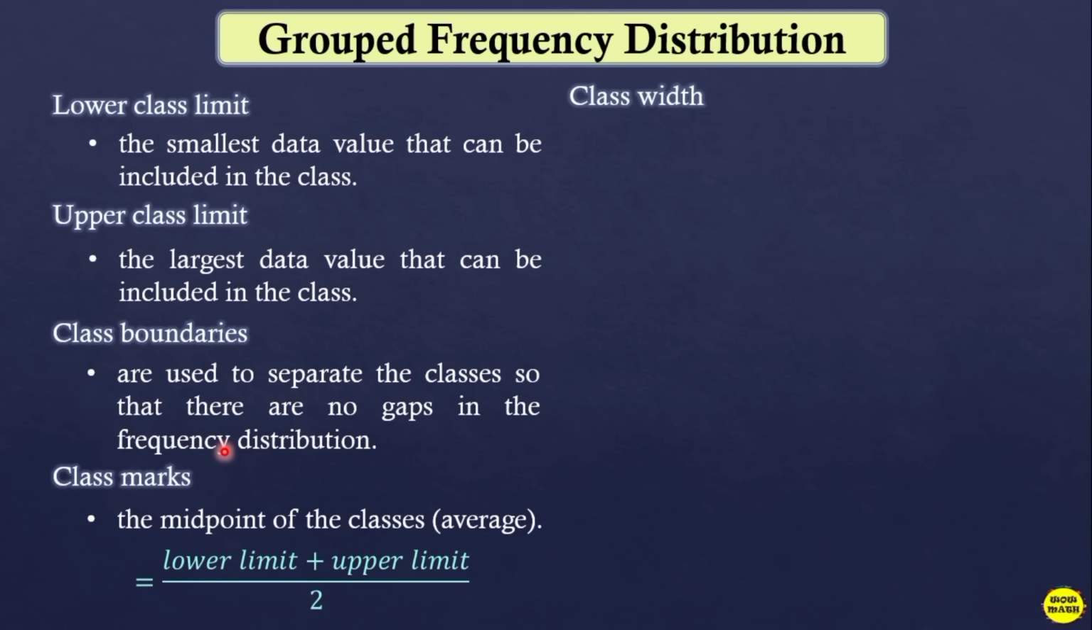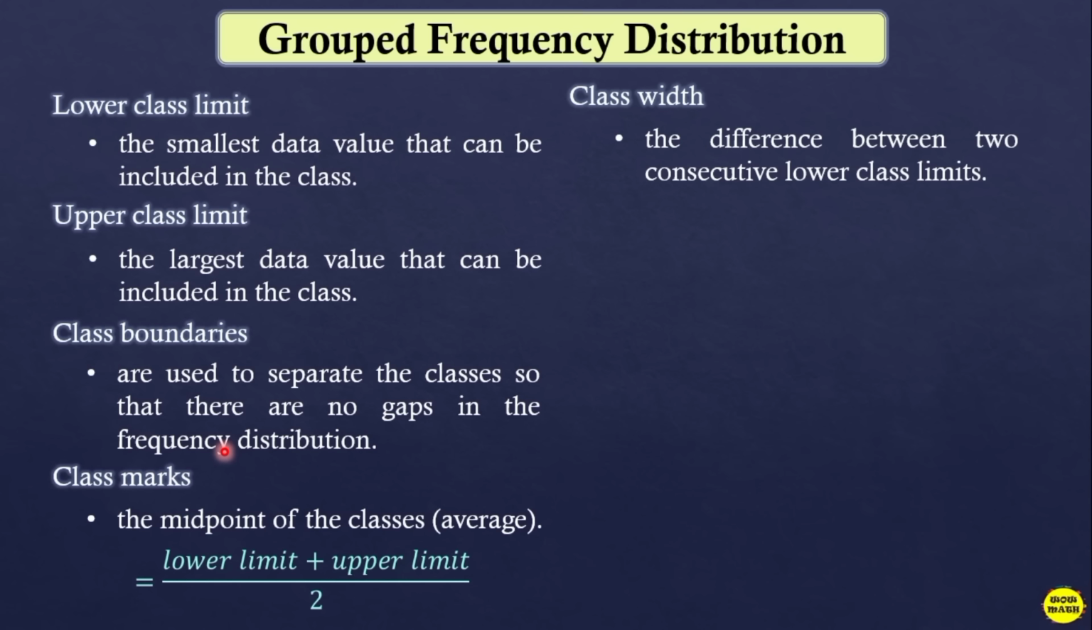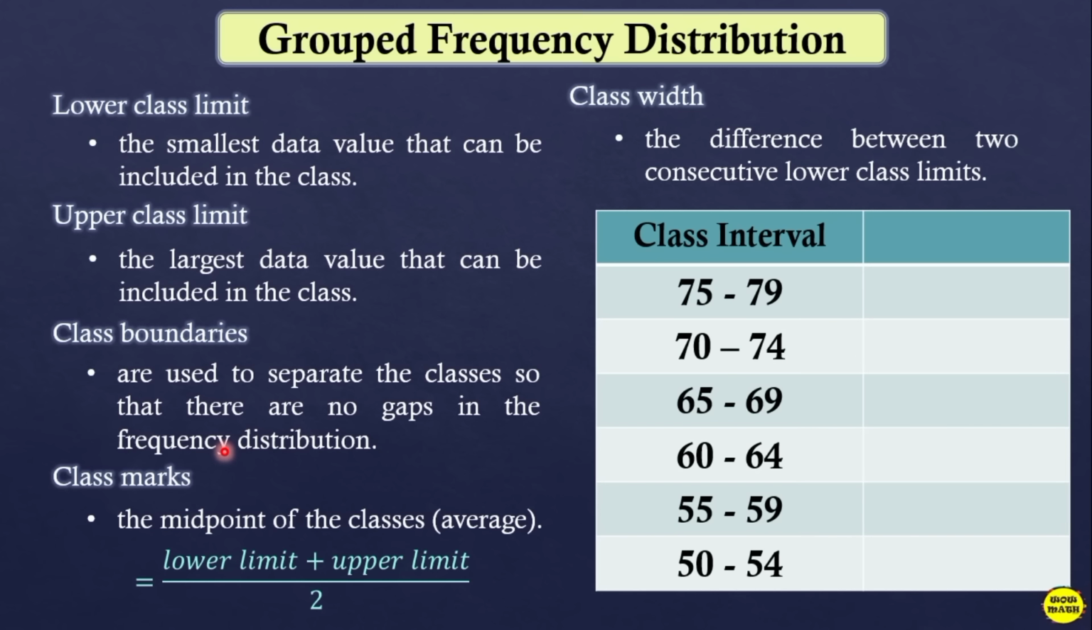And then we also have our class width. Pag sinabi natin class width, this is the difference between two consecutive lower class limits. Yung magkasunod na lower class limit mo, ima-minus po natin yon, and that will serve as our class width. Actually, pag nakuha mo yung class width, that is also your interval, class interval. So let's have an example.